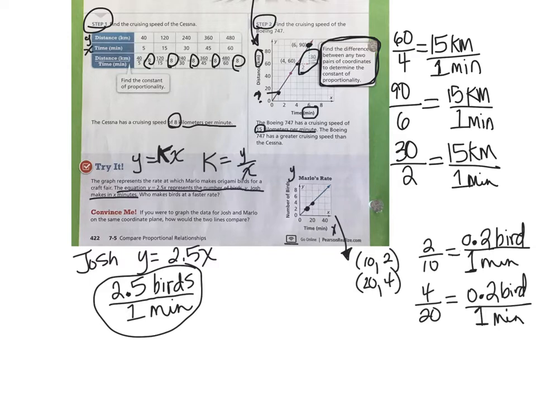Then when I do the same thing for Marlowe, I need to choose a couple of points to make sure that I have the correct constant of proportionality. You'll notice that Marlowe is only making about 2/10 of a bird per minute. So Marlowe's working much slower, which means Josh right here is the one working at the faster rate.